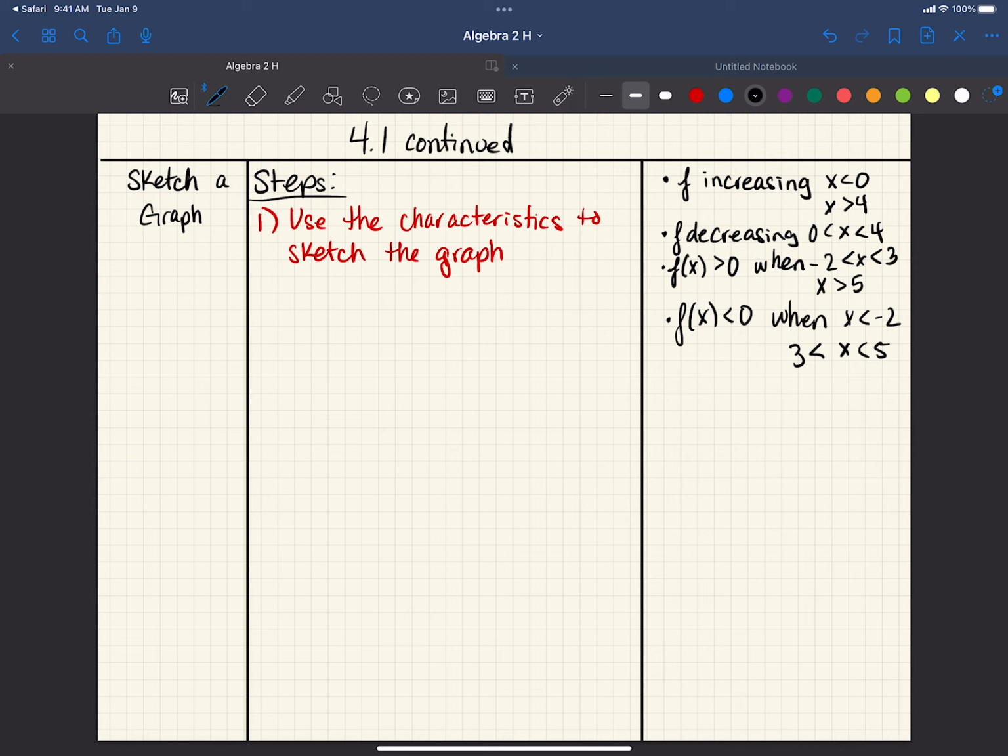So now I'm going to look to sketch my graph, okay? So there's a general graph. It doesn't have to be perfect. I'm now going to use the characteristics to sketch the graph. So first of all, I want to mark key points. So here's my -2.